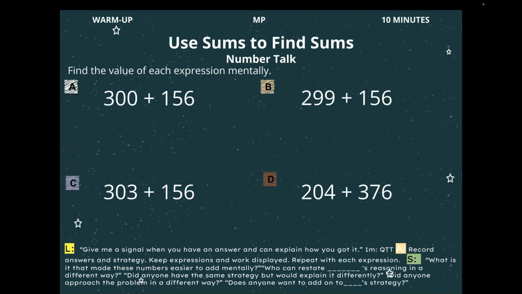So you can pause the video and work on these problems. When you are finished with these problems, then you can restart the video.